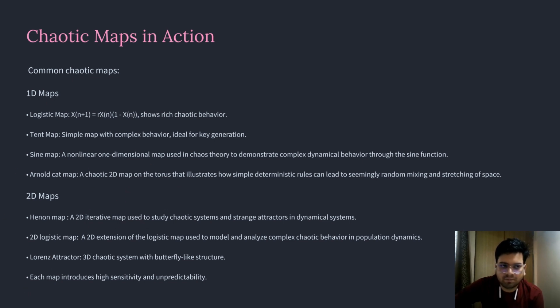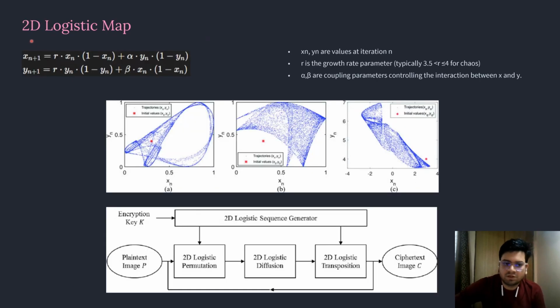high sensitivity and unpredictability. Now, here we can see this is a 2D logistic map. Here the equations are in the x dimension and y dimension as well. Here, the 2D logistic sequence generator is given an encryption key K, and the plain text then goes through permutation, diffusion, and logistic transposition, and we can generate a ciphertext image, that is C.